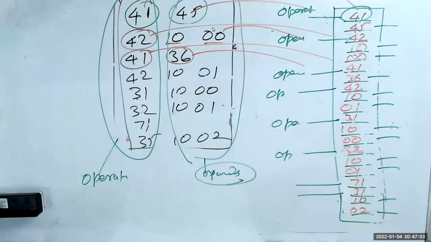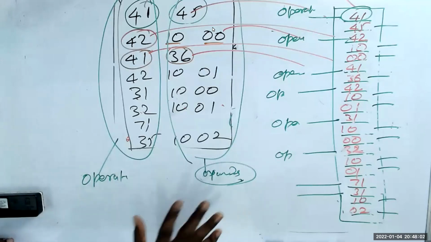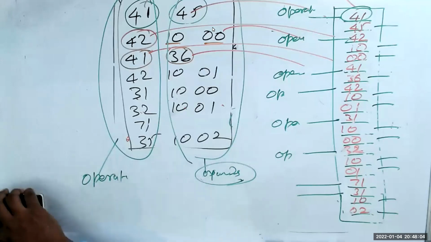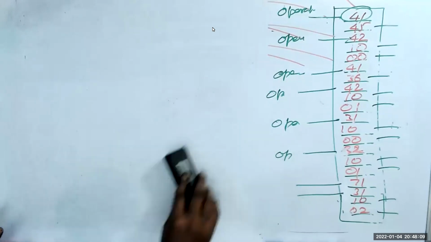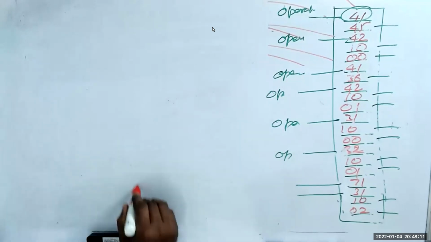Okay. Understand? Okay. Is it clear? Now I remove this because I store it in memory. Now what we do here, I have a microprocessor.